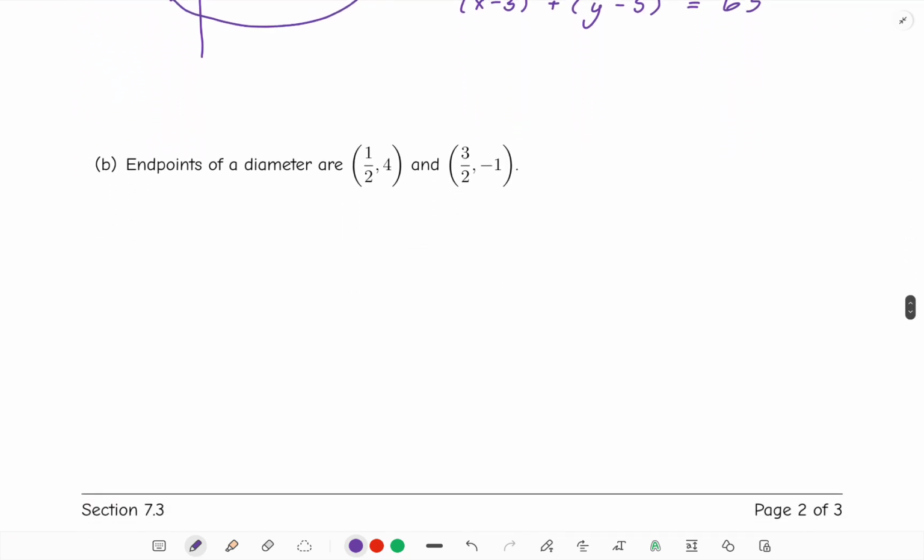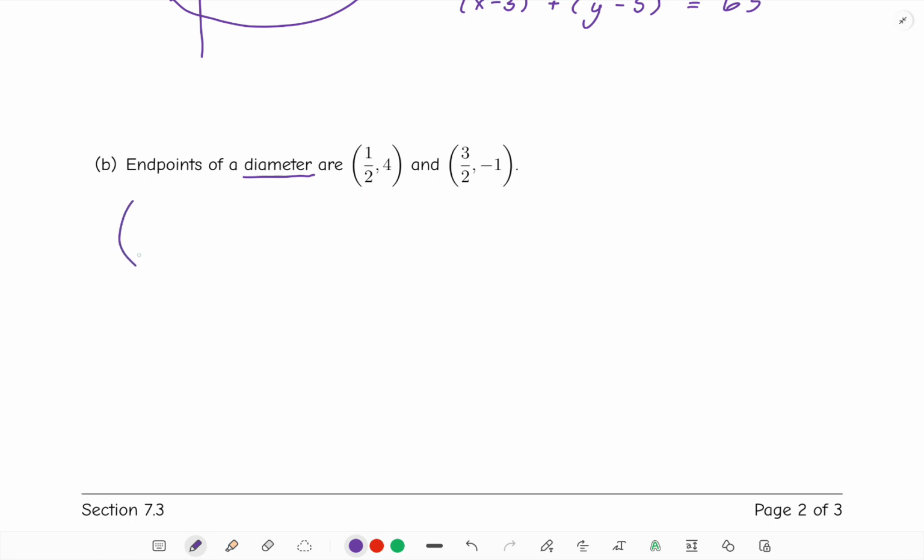Now part B, the endpoints of a diameter. This one I'm not going to try to draw a picture, even though I would suggest it to a student. Here I'm going to just use the definition of what a diameter is. A diameter is a full-length line segment that goes through the center of a circle. So that means in order to find the center of this circle, I need the midpoint of these 2 points.